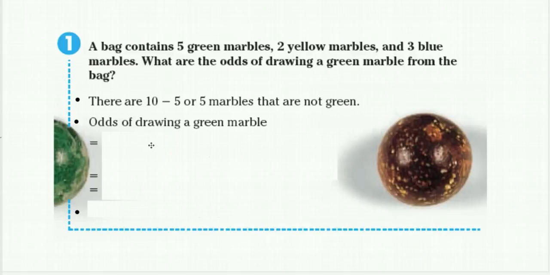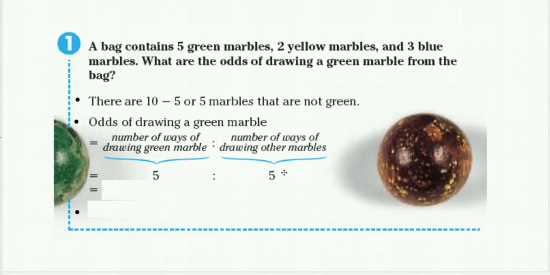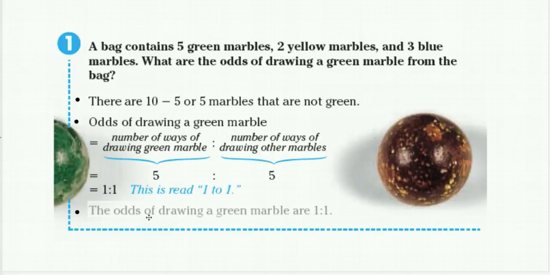After which, we want to find the odds of drawing a green marble. We know for a fact that there are 5 green marbles, and there are 5 non-green marbles. Therefore, the odds would be 1 to 1. You don't read this as 1 out of 1, because 1 out of 1 will sound more like a probability than odds. So when you read odds, it's always the word "to". So this is read as 1 to 1. The odds of drawing a green marble are 1 to 1.